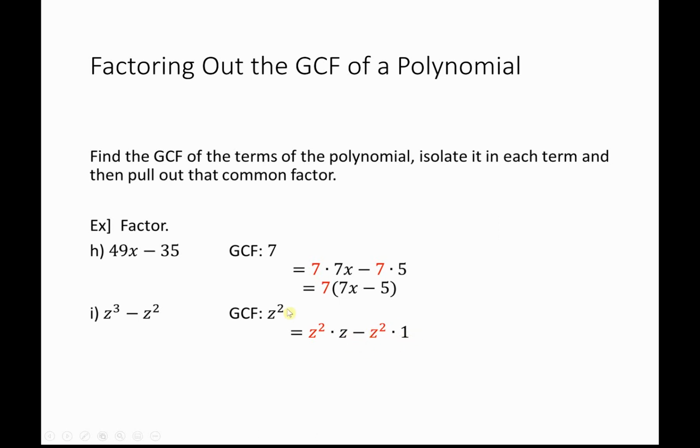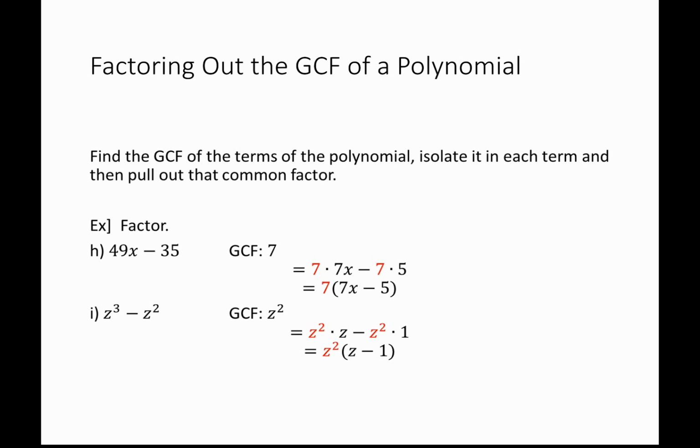And don't overlook the fact that when you isolate z squared from itself, you want to have some sort of appropriate placeholder factor there in order to correctly determine in the next step when you factor what's going to be left behind. In this case, it's the 1. So whenever your GCF is the entirety of a term, make sure you leave a 1 behind when you pull out that common factor. Okay?